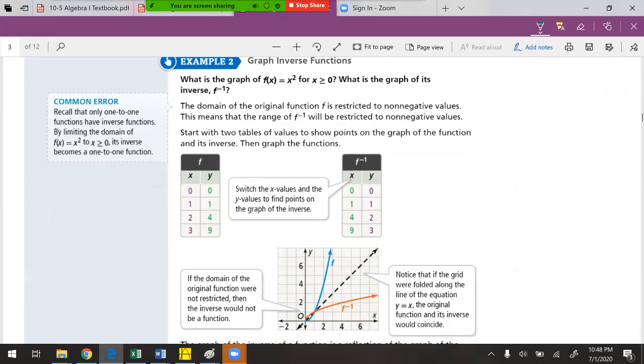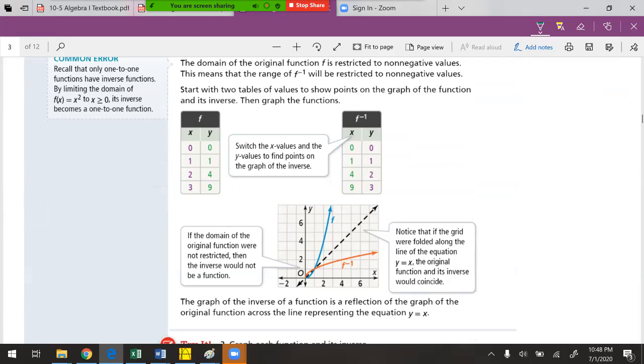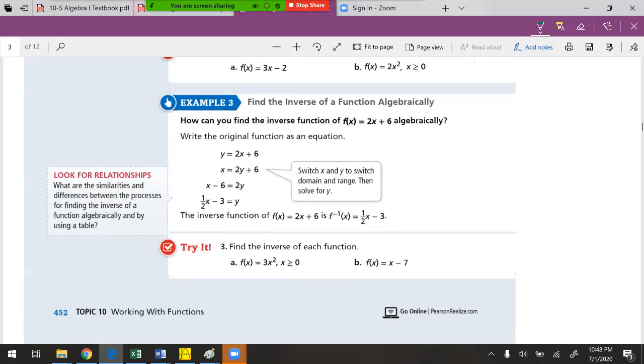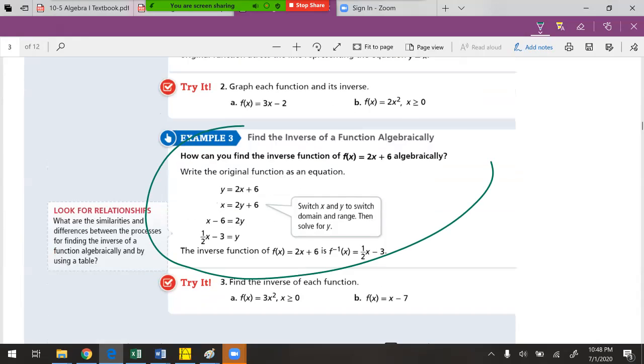Okay. First of all, what is the graph of f of x equals x squared for x greater than 0? What is the graph of the inverse? Notice this. I'm not really going to graph the inverse, because you guys all know how to make the points and then graph it. I'm not going to stress about that too much. But I want to focus on this in particular.